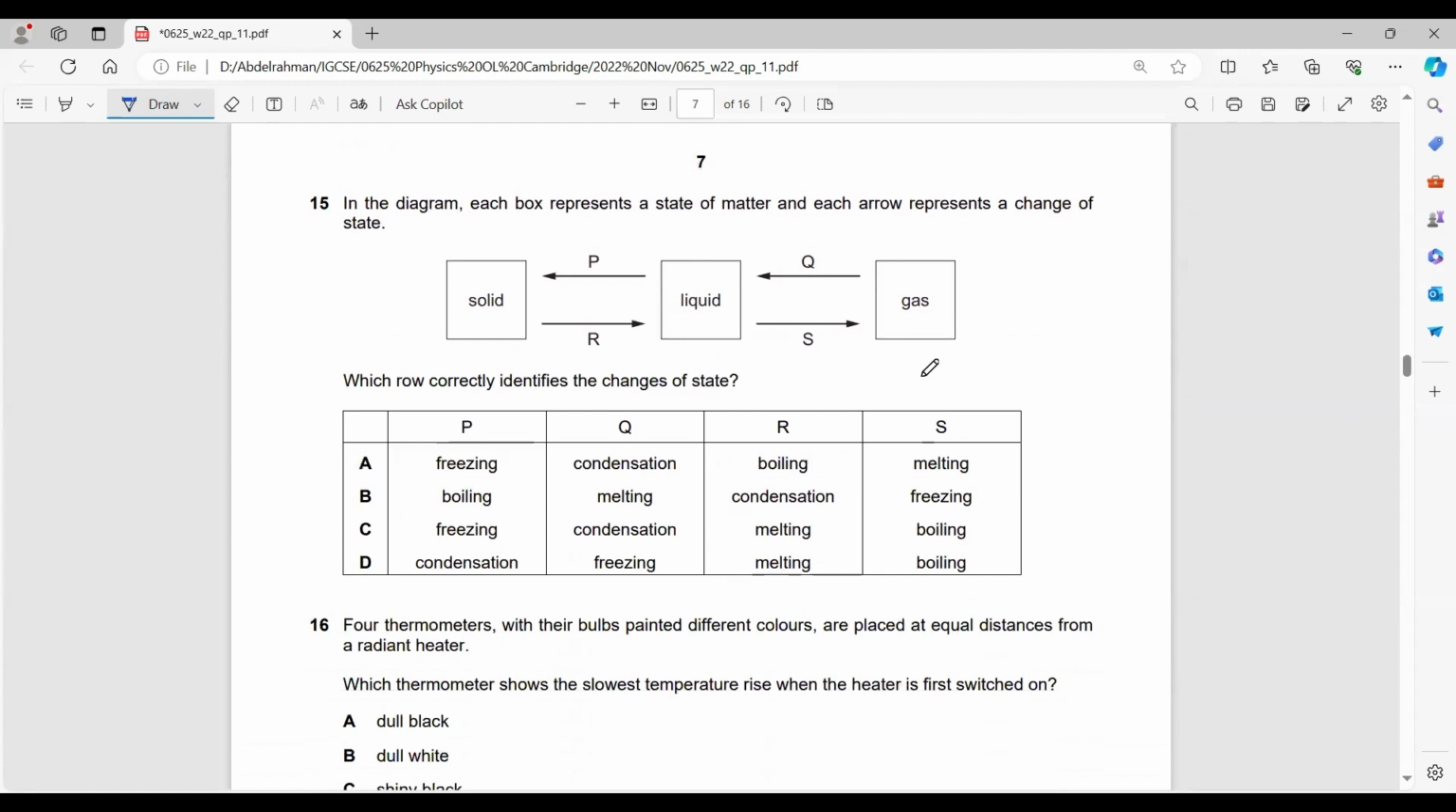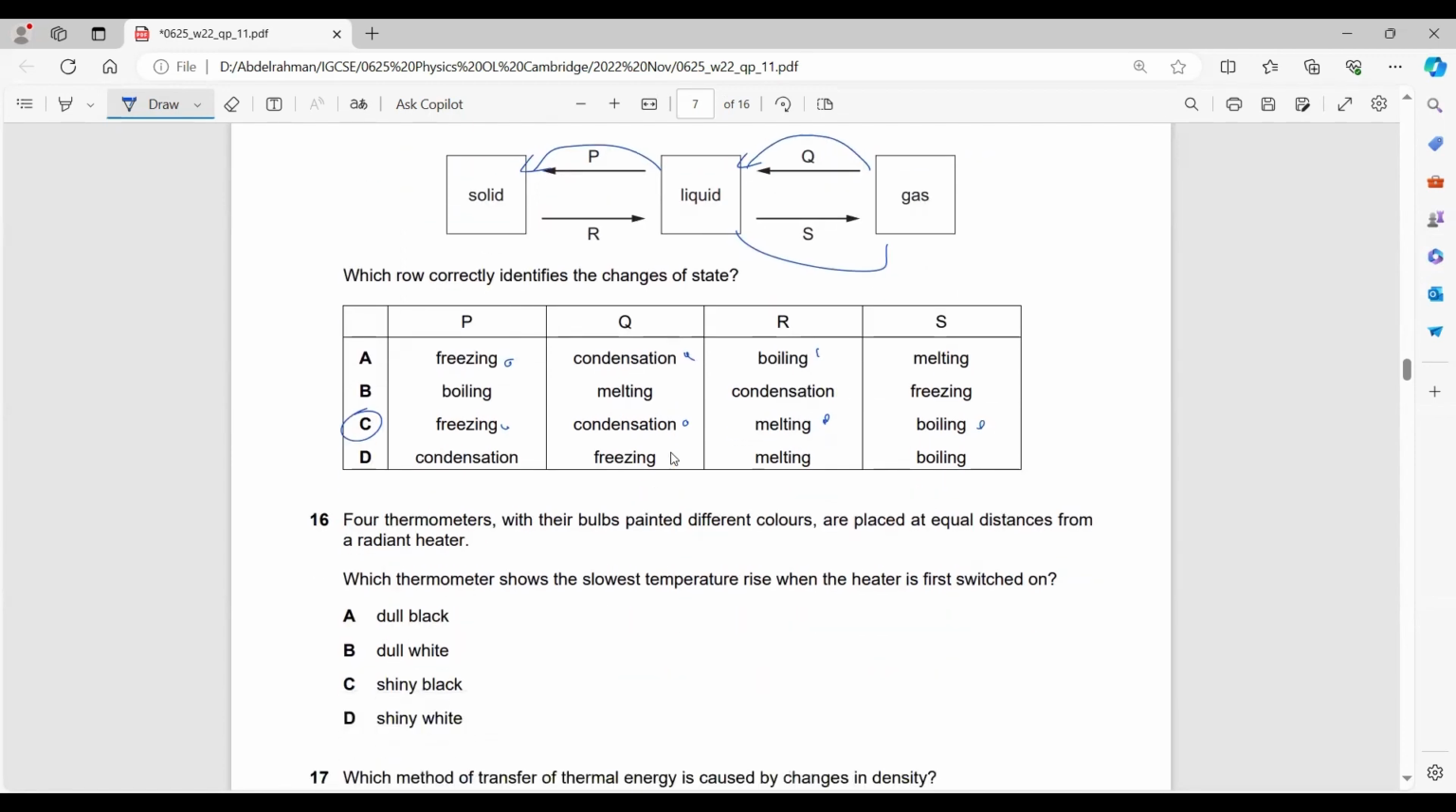In the diagram, each box represents a state of matter. We need to find the different changes of state, P, Q, R, and S. P, from liquid to solid, is freezing. Q, from gas to liquid, is condensation. So it's quite apparent that the answer is either A or C. R, from solid to liquid, is it boiling or is it melting? Definitely, it's melting, and from liquid to gas is boiling. So the answer is C.